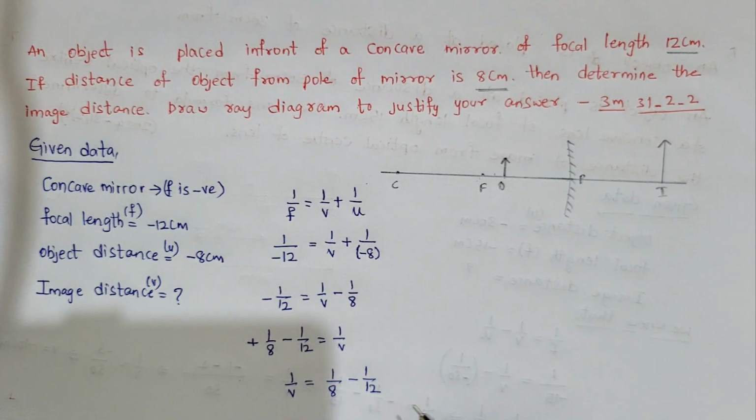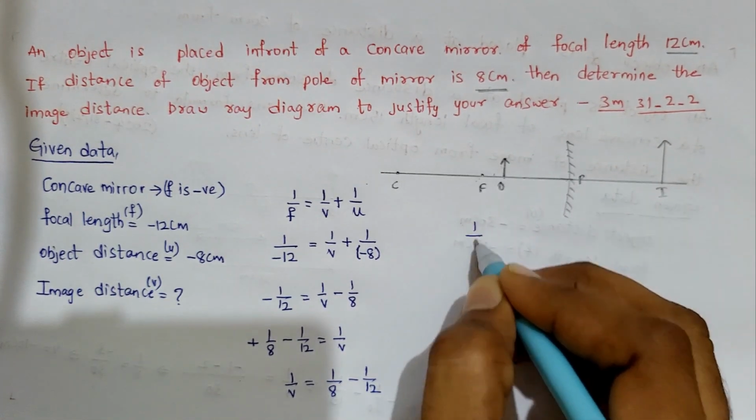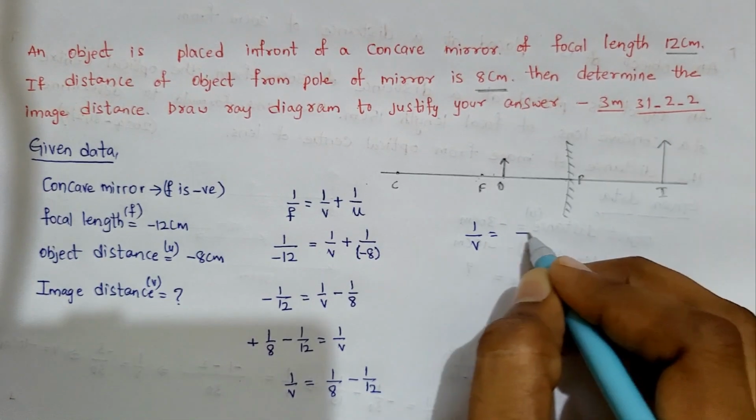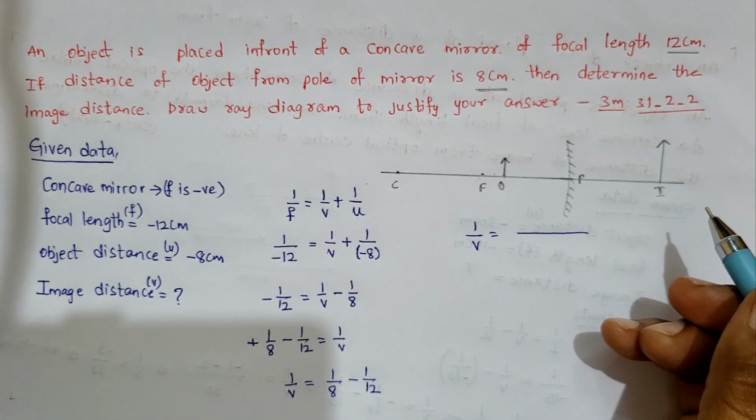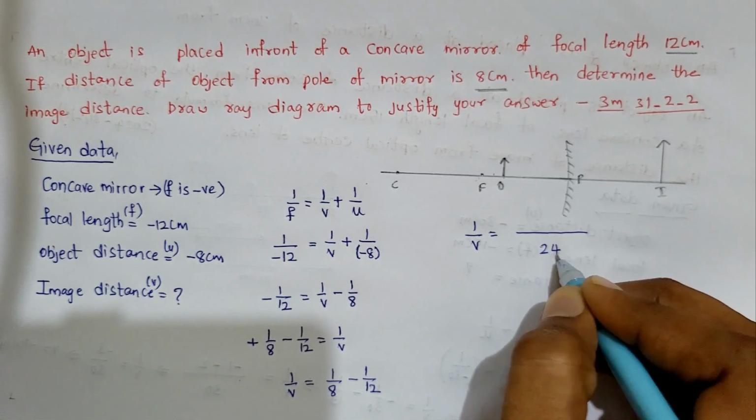Correct? So next step, I will write here. 1 by v is equal to... the LCM of 12 and 8. How much will be the LCM? The LCM of 12 and 8 will be 24. 8 threes are 24, 12 twos are 24.